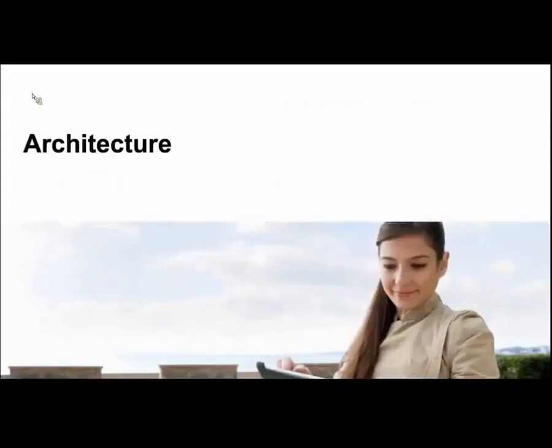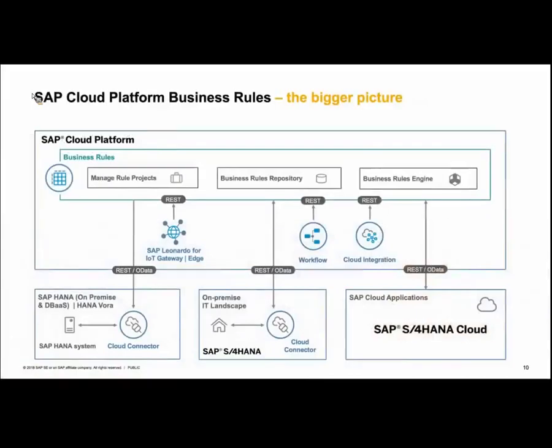Now moving on to the architecture. Here is the bigger picture of SAP Cloud Platform Business Rules that is showing how various components of Business Rules service interact with each other and with other services in the cloud platform. On the top layer, you see the three main key components of Business Rules. The first one is a Manage Rules project application, and this is a web interface through which you can manage and author and also deploy your rules.